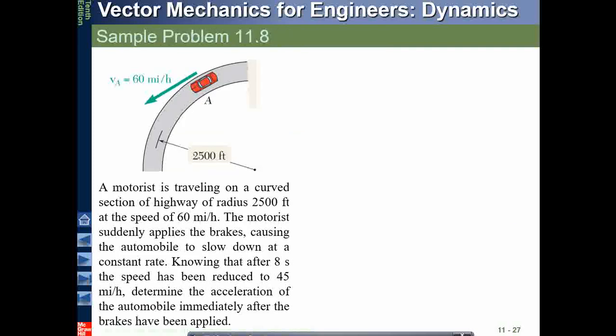This is one problem in which a car is taking a very sharp turn. The radius of this turn is given here. The velocity of the car is also given. And what is being asked? It has been asked that the car applies a brake, causing the car to slow down at a constant rate. Remember that whenever a brake is applied, that means the velocity is reduced. The moment velocity is reduced, we will have deceleration.